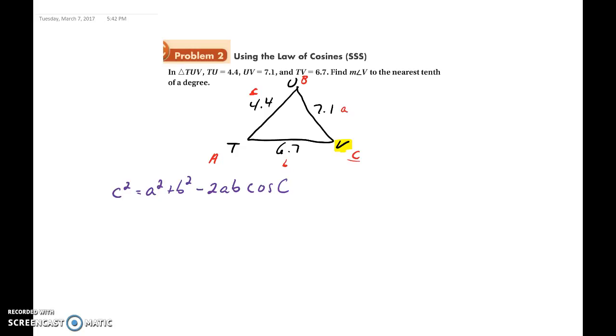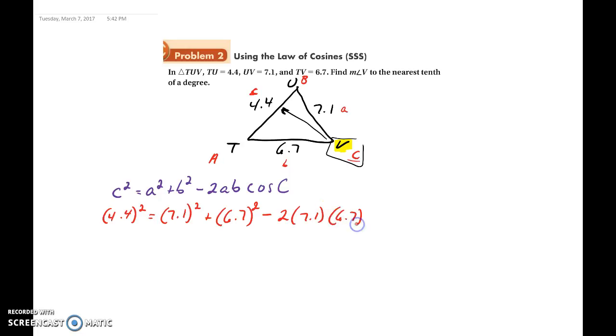You do not have to memorize the formula like this. You could also just say, since I'm solving for this angle, I know that the side opposite of it will be set equal to the rest. Now we just plug everything in. So we would have c squared is equal to 4.4, a squared is equal to 7.1, b is equal to 6.7, and then it'll be minus 2 times a, which is 7.1, times b, which is 6.7, times cosine of that angle C, which we do not know, but we will substitute now that it is actually the angle V.